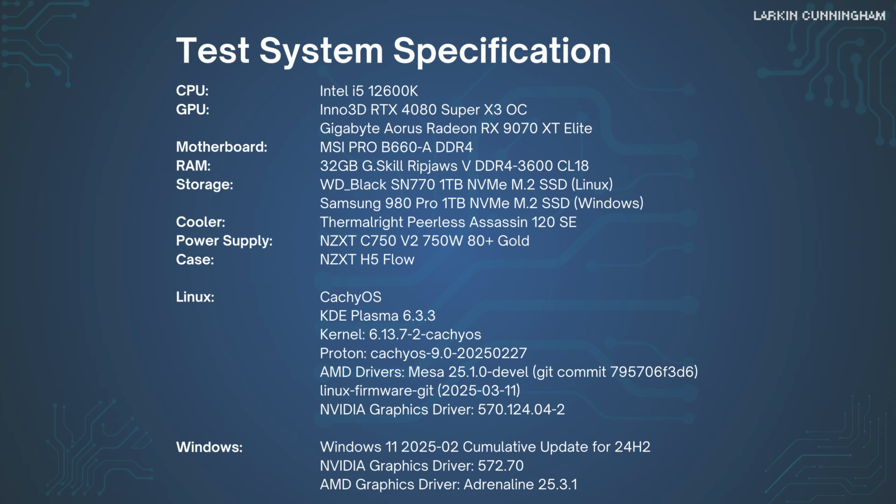But this was still plenty to get some testing done and have a look at some relative performance between Windows and Linux. So we have 32 gigabytes of DDR4 3600 CL18 memory. We're using NVMe SSDs, Gen 4 speeds, and we are on Linux using KashiOS with KDE Plasma 6.3.3. We're using a 6.13.7 kernel, and you do need to use a minimum of 6.13.5 to support the 9070 XT.